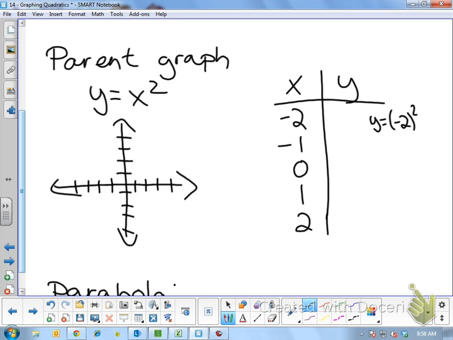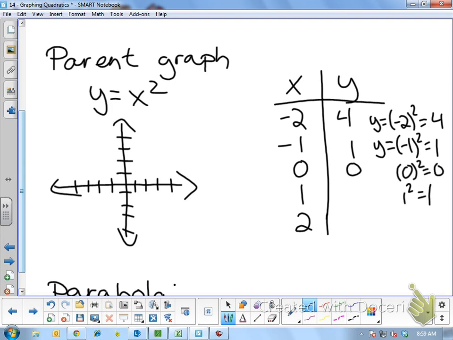Now we do not have to do the table on the assignment. The whole purpose of this table right now is to give us the picture. So we only are doing the table once, and then I'm going to show you how we can use that information and not have to do a table for the rest of them. Then we get -1 squared is 1. 0 squared is 0. 1 squared is 1. And 2 squared is 4.